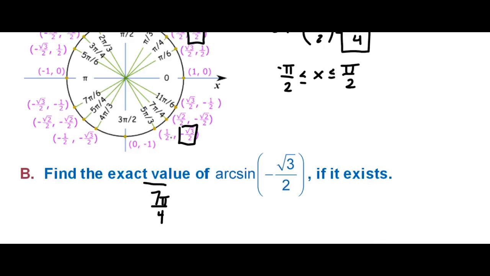or, I'm sorry, I was looking at the wrong angle there. It's actually 5 pi over 3 is what that ends up being. So 5 pi over 3 is your angle, or you could write that as negative pi over 3.